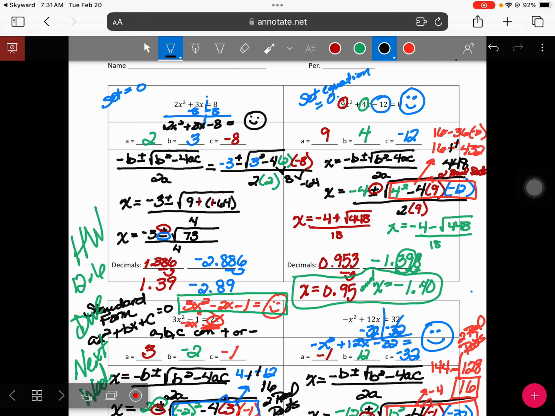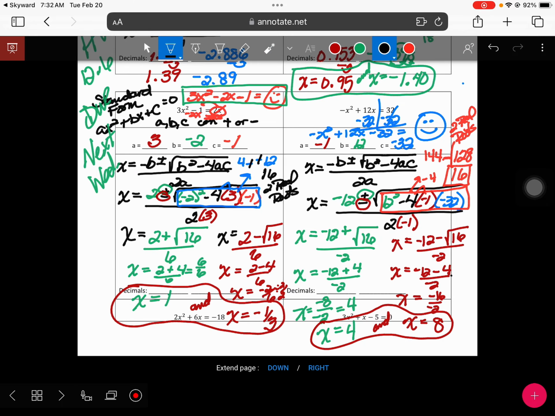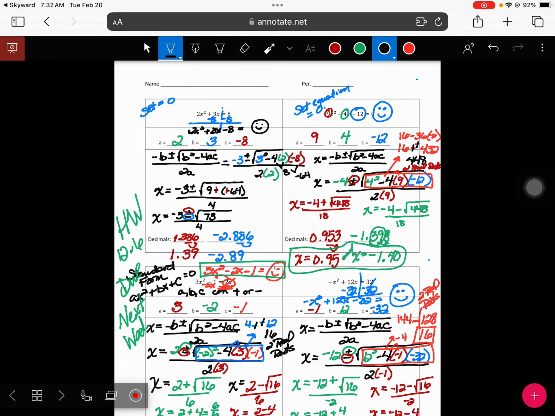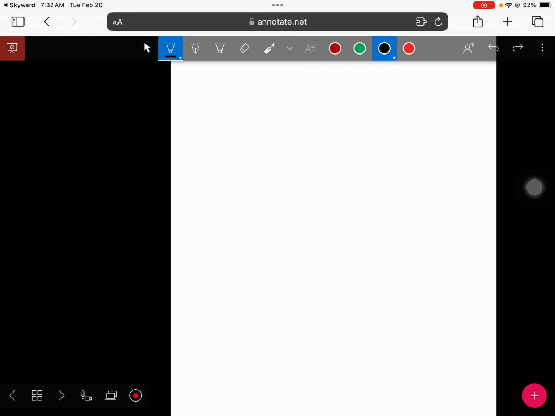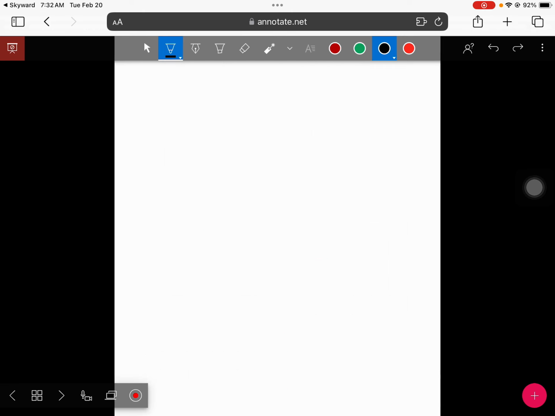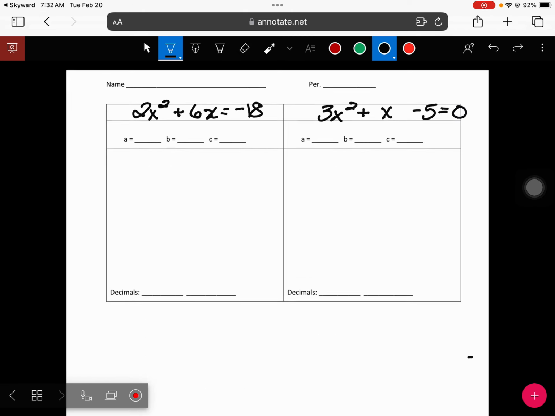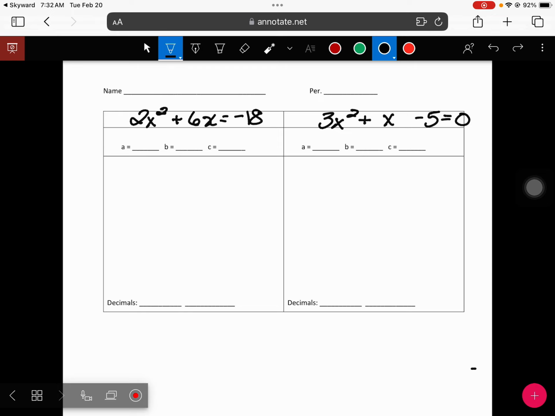And let's go back and look at what the directions are for this section. I think it's all quadratic formula. Okay, so this is the top of the last page of the packet. All right, so 2x squared plus 6x equals negative 18.